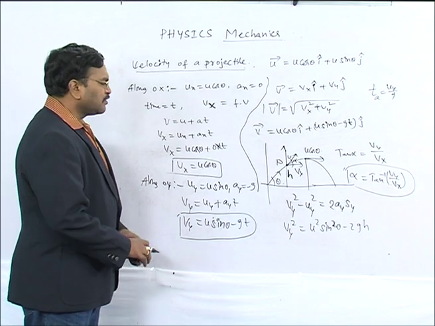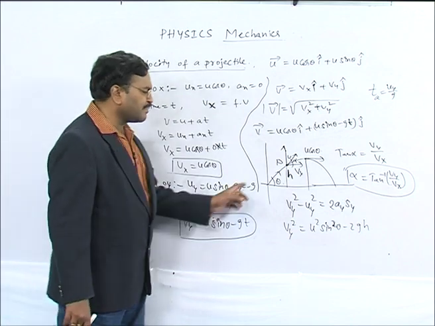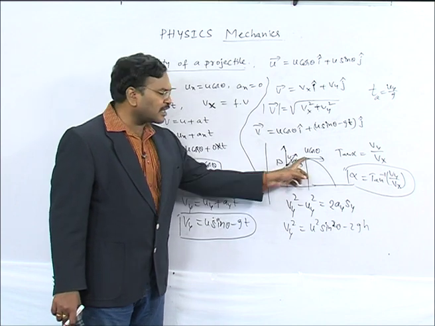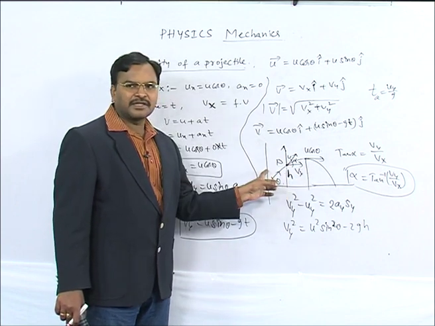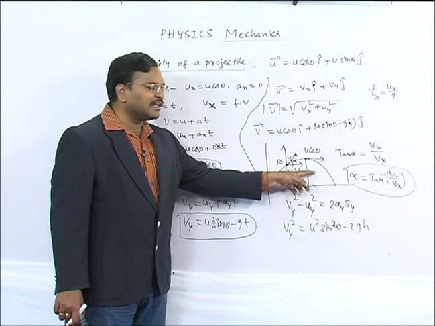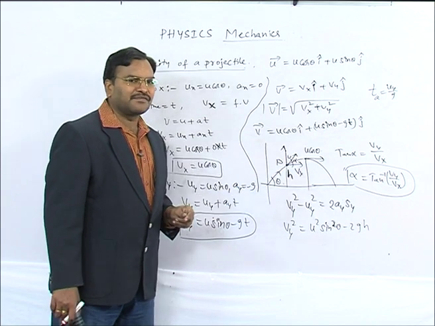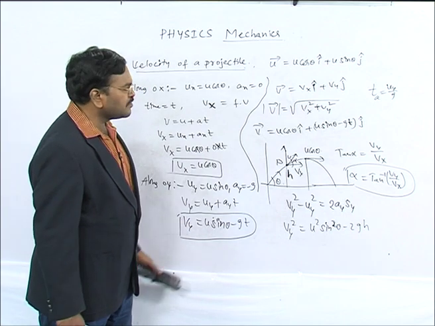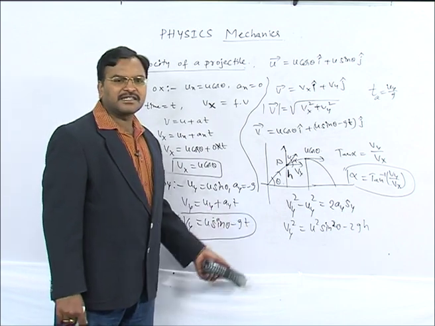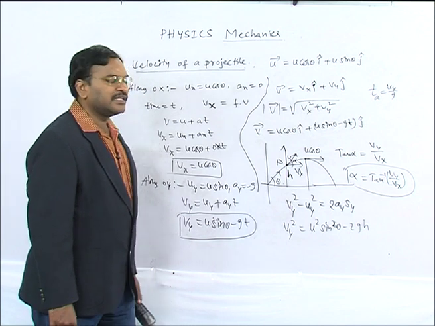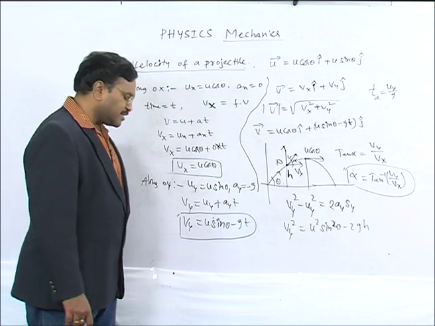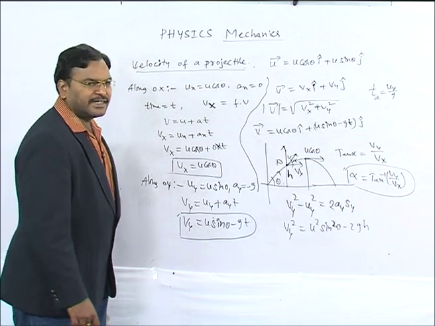Now, we calculate the total time of flight. What is time of flight? Total time spent in air, or otherwise the time taken by a projectile to travel along its trajectory. Total time taken by a projectile to travel along its trajectory is called time of flight. Now, time of ascent is U sin theta by g, time of descent is also U sin theta by g. Now, time of flight becomes 2U sin theta by g.